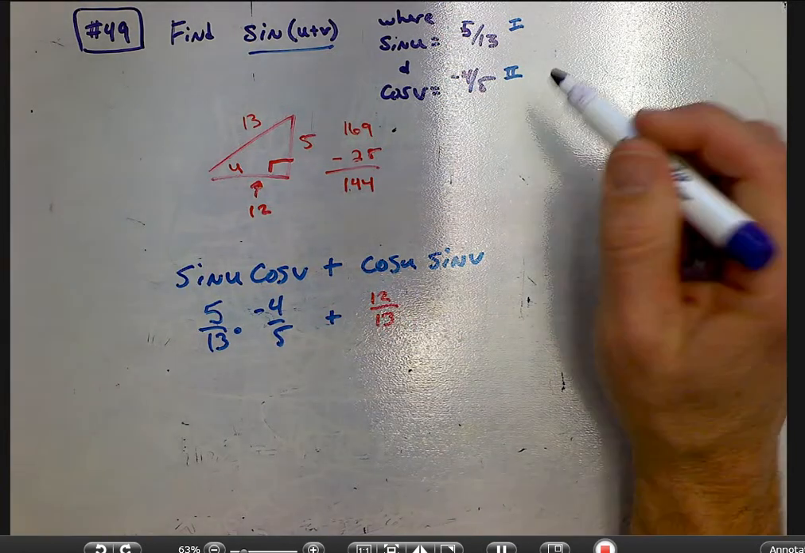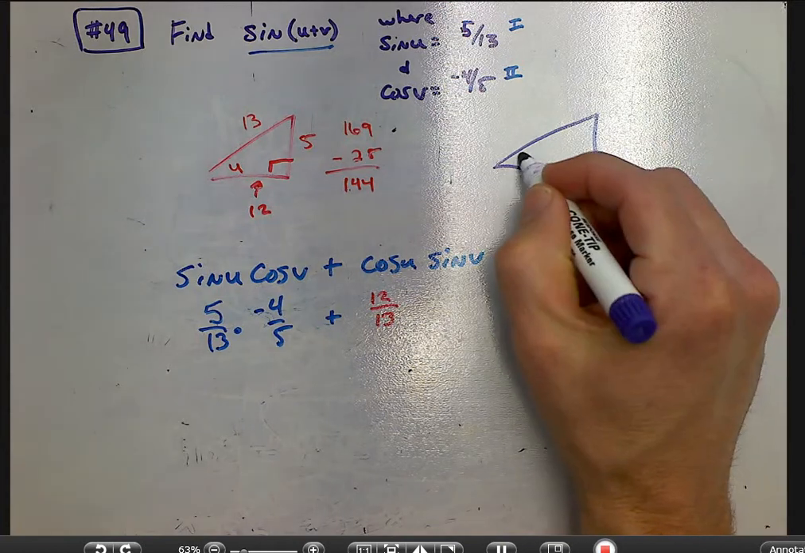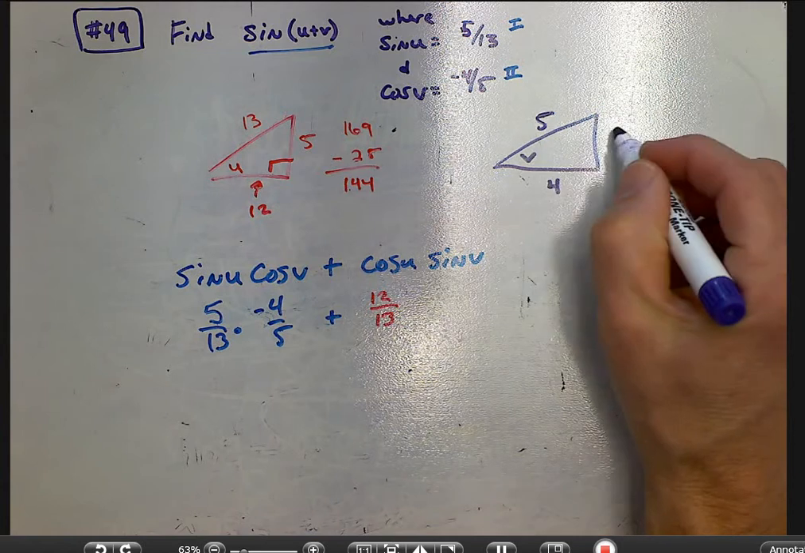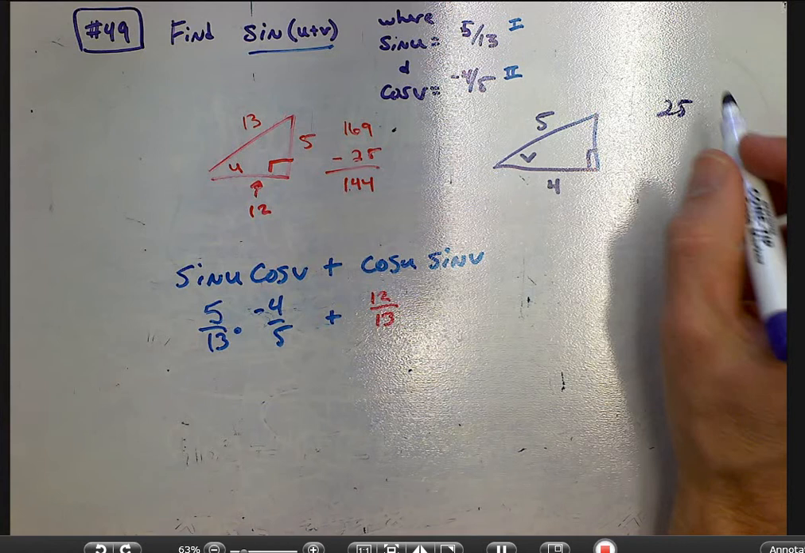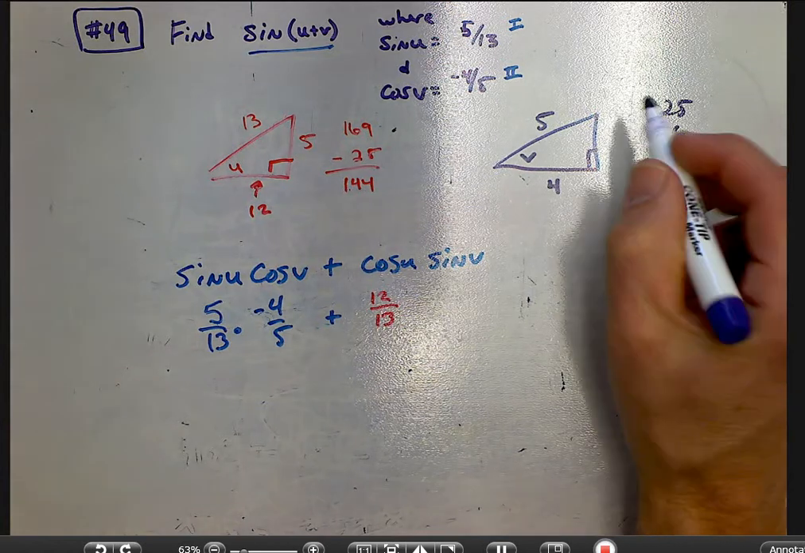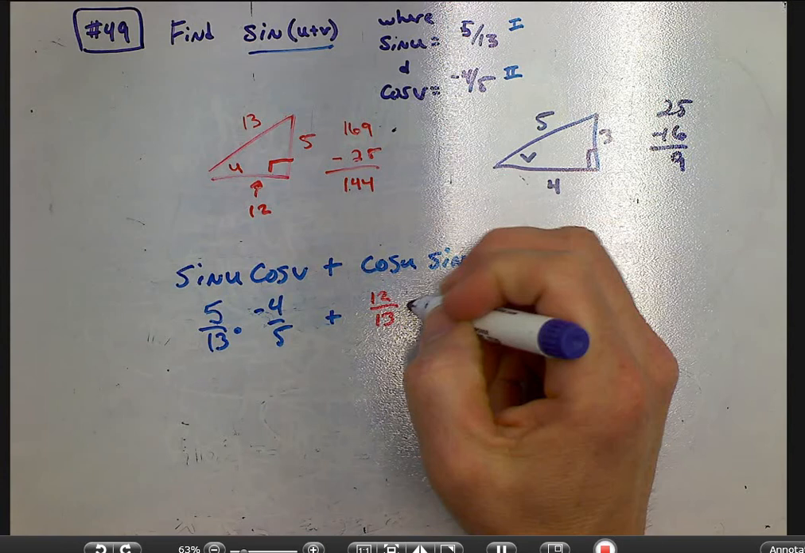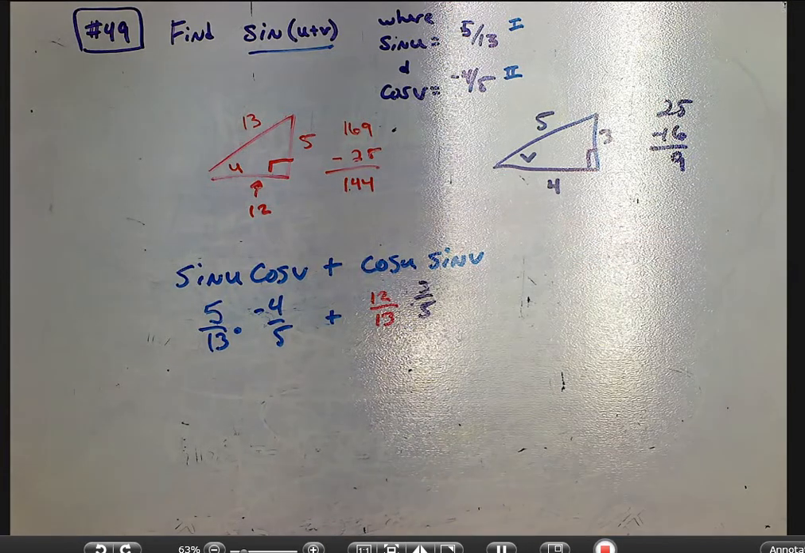Now we're going to try to find the sine of v. So v, adjacent 4, hypotenuse 5. That means this missing side is, 5 squared minus 4 squared is 25 minus 16, or 9. So the side missing is 3. The sine is opposite, so times opposite 3 over hypotenuse 5. Okay? Put this all together.